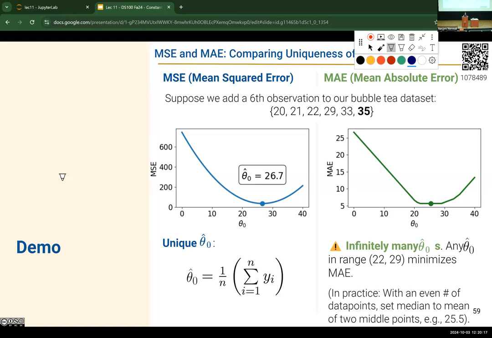But just know that with the MAE, it's possible that you might get a non-unique solution, or you might have multiple different values that would have the same objective function value that you can use. So meaning that you'll have different lines of the same quality.